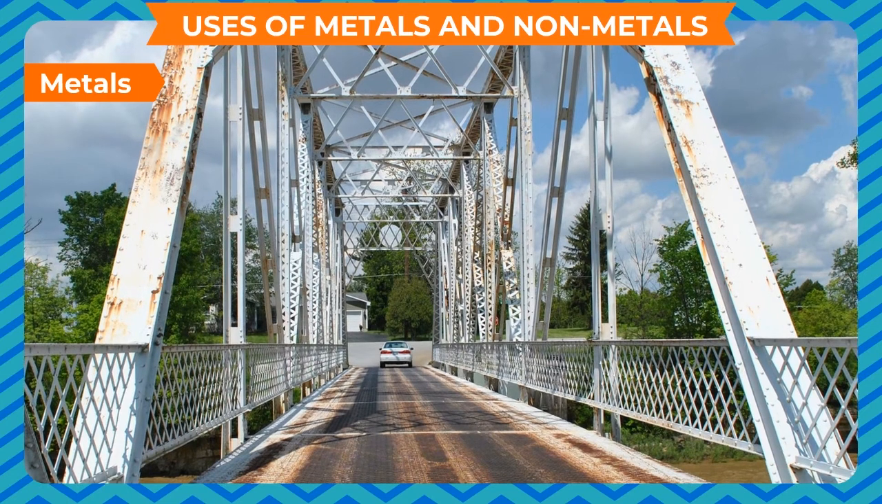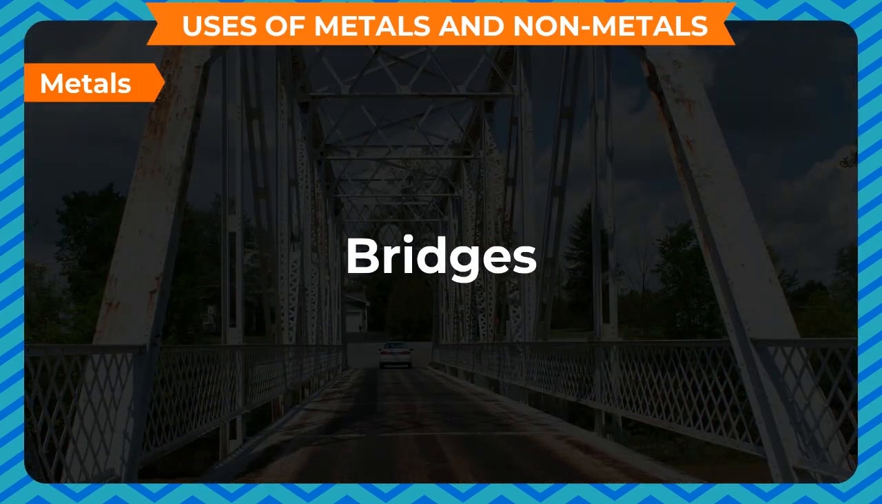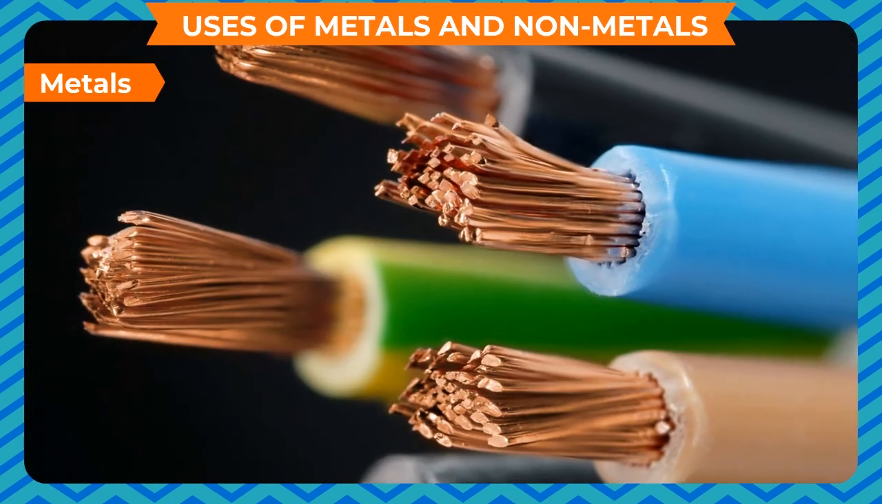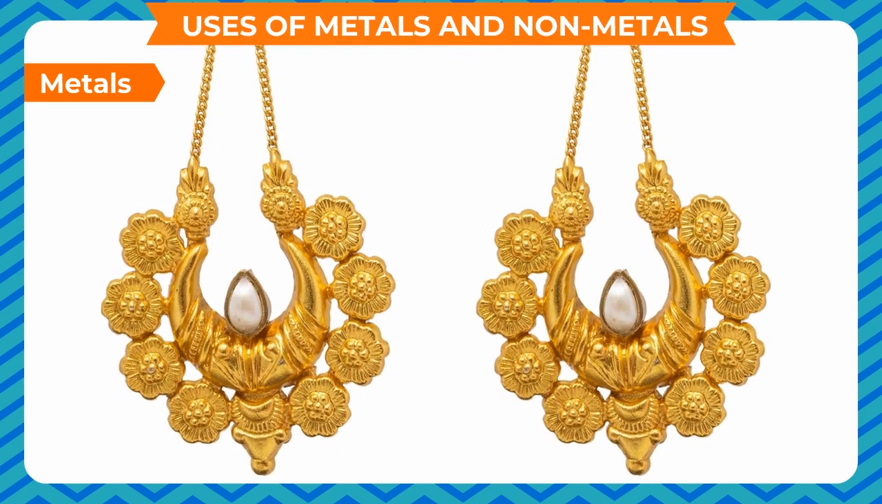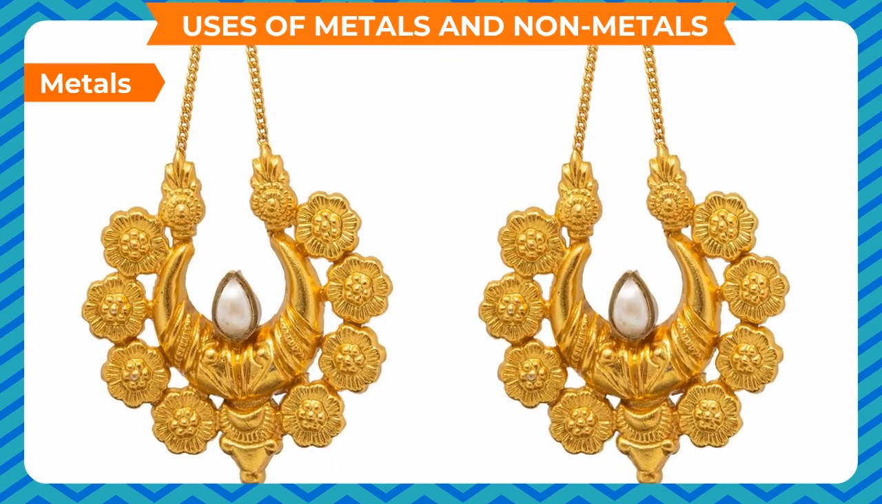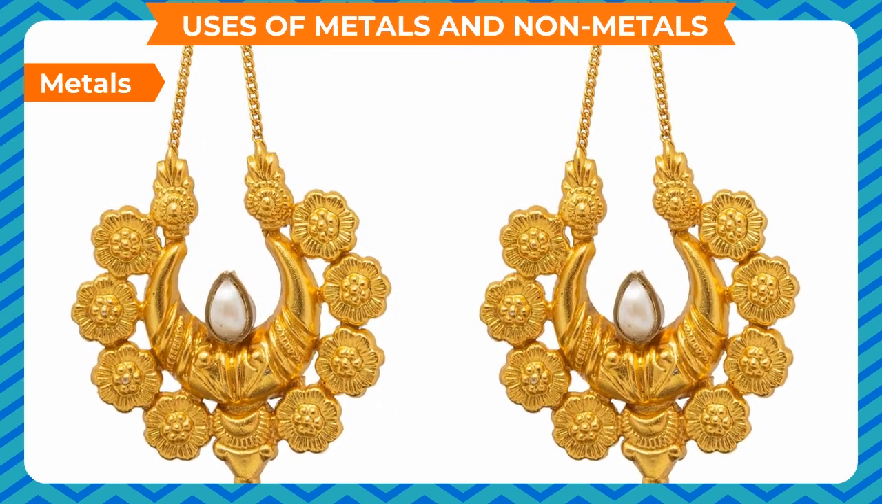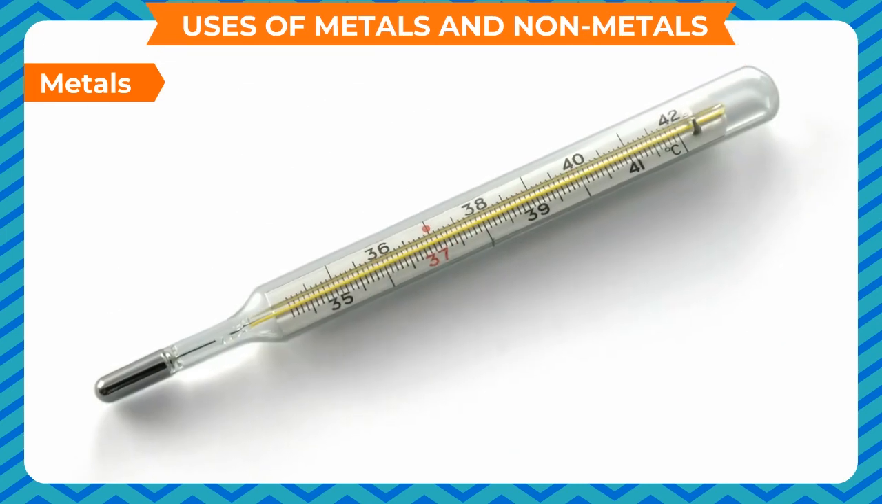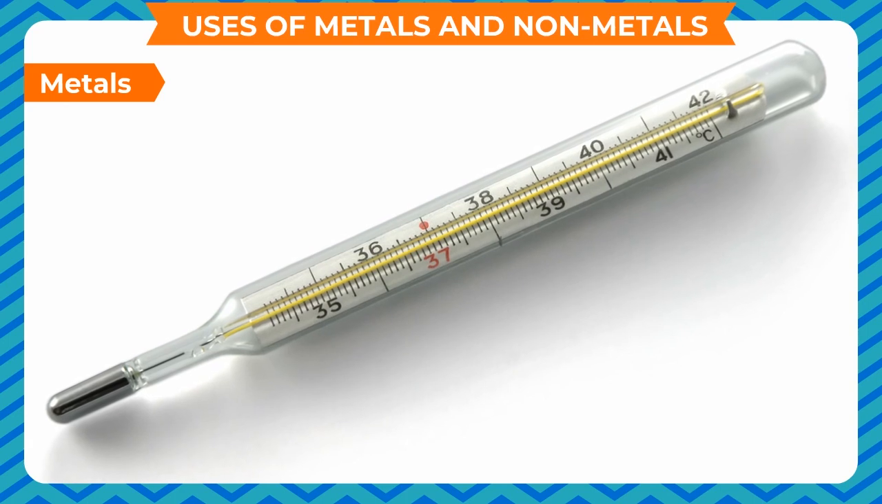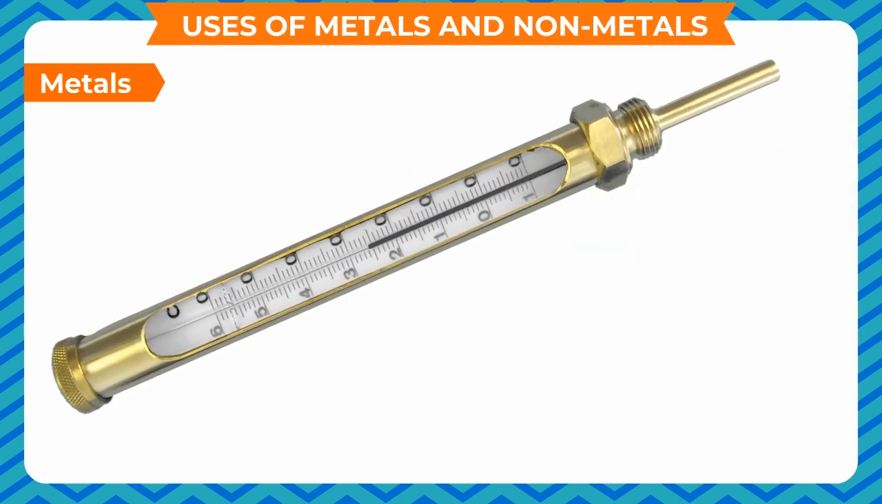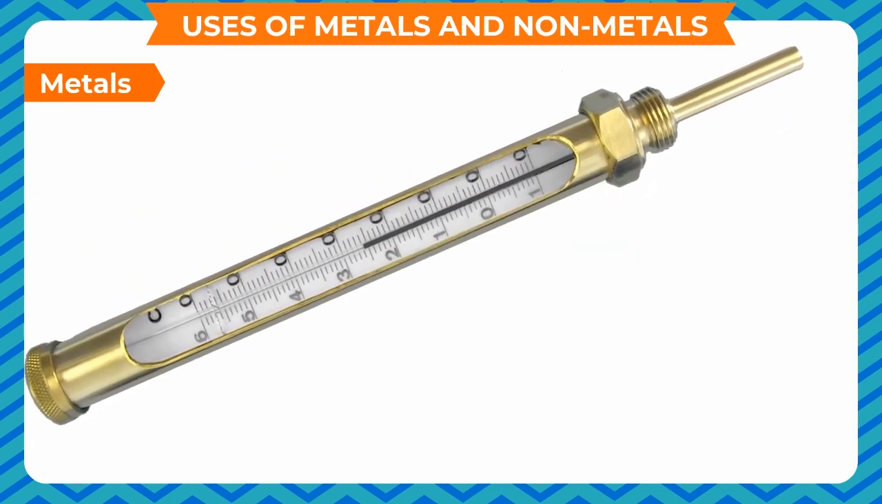Metals. Iron is used for making bridges, engine parts, iron sheets and bars. Copper is used for making electrical wires and cables. Silver and gold are used for making jewelry, for decorative purposes and in photography. Mercury is used in thermometers and barometers because of its high density and uniform expansion at different temperatures.